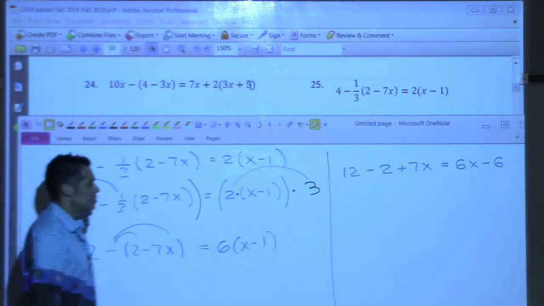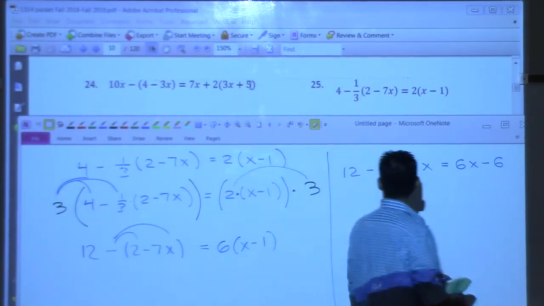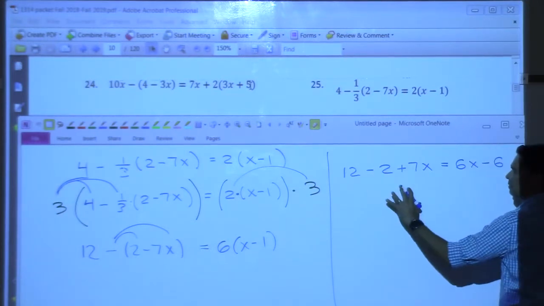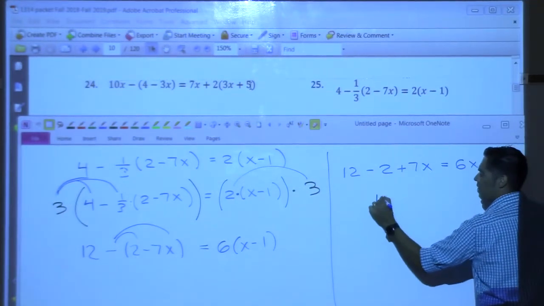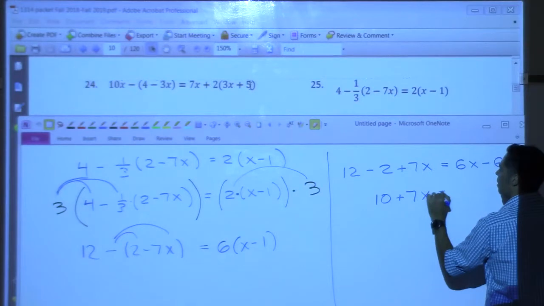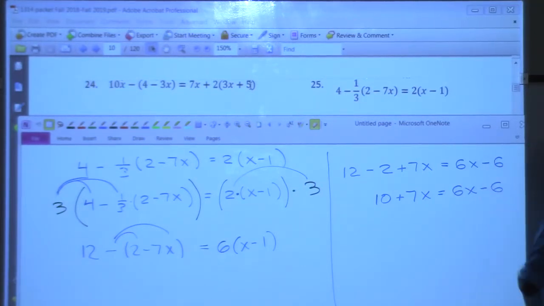On the left side, can I do anything before I move things around? Can I do anything over here? 12 minus 2. Yeah, 12 minus 2 is 10. So I can go 10 plus 7x equals 6x minus 6.